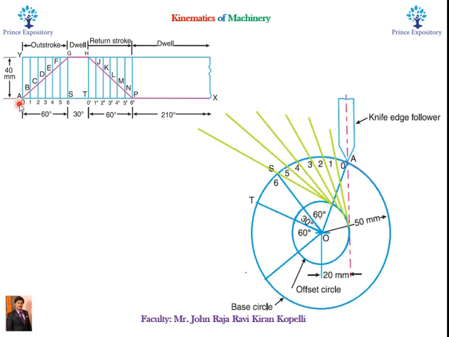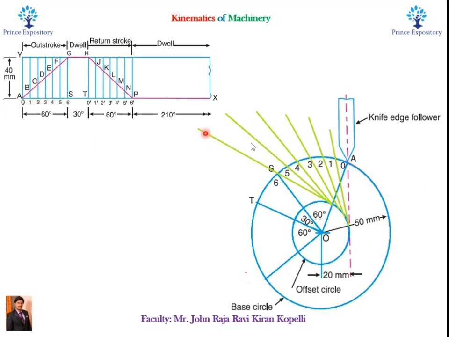Next, you look at this, my dear students, displacement diagram during the outstroke. OA is at the same point. Here also you observe OA is at the same point. Now from 1 onwards we have some distance. 1B we have some distance. 2C we have some distance. So 1B, with 1 as starting point, measure this 1B and cut an arc.